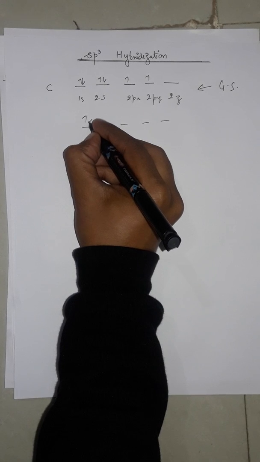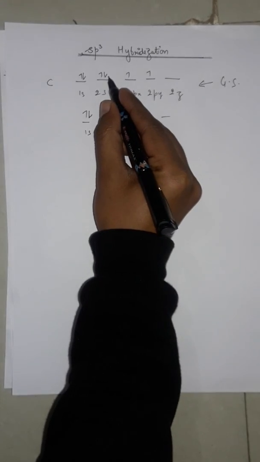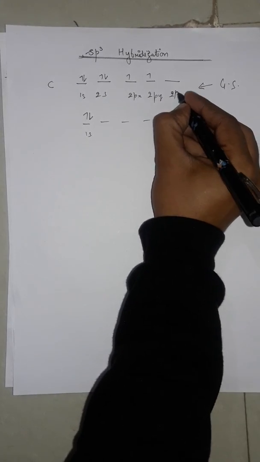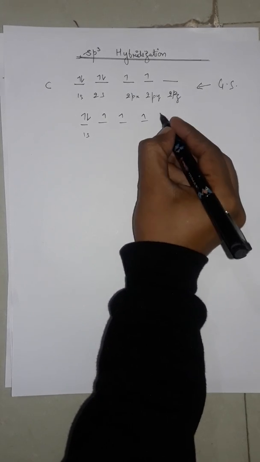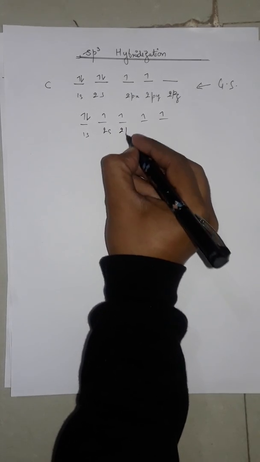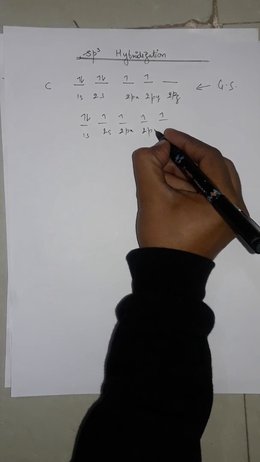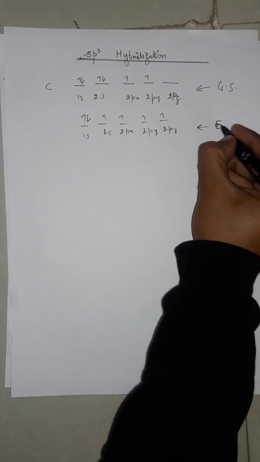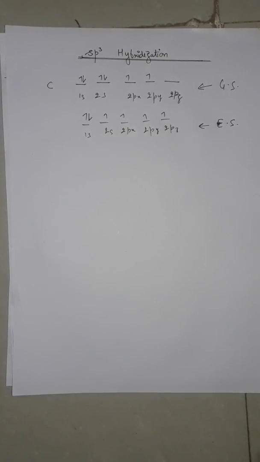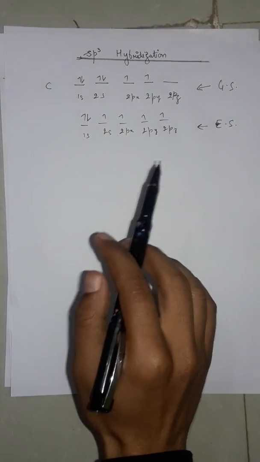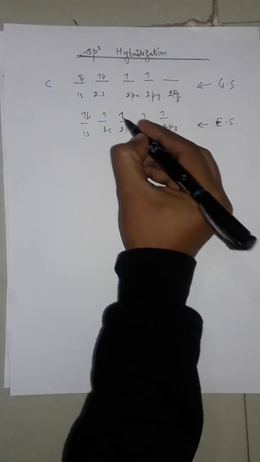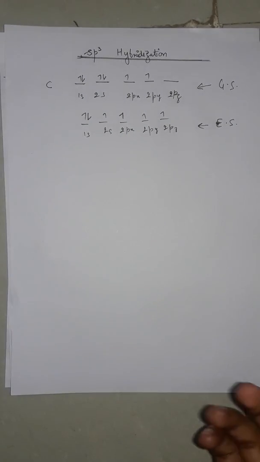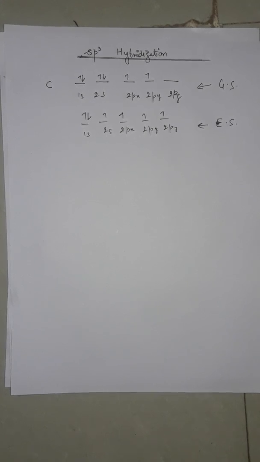In excited state, what happens? This 2s electron will shift to 2pz. So it will look like this. This is 2s, this is 2px, this is 2py, this is 2pz. This is the excited state of carbon. So you can clearly see that carbon is tetravalent because 4 of the electrons are unpaired, so it is tetravalent.